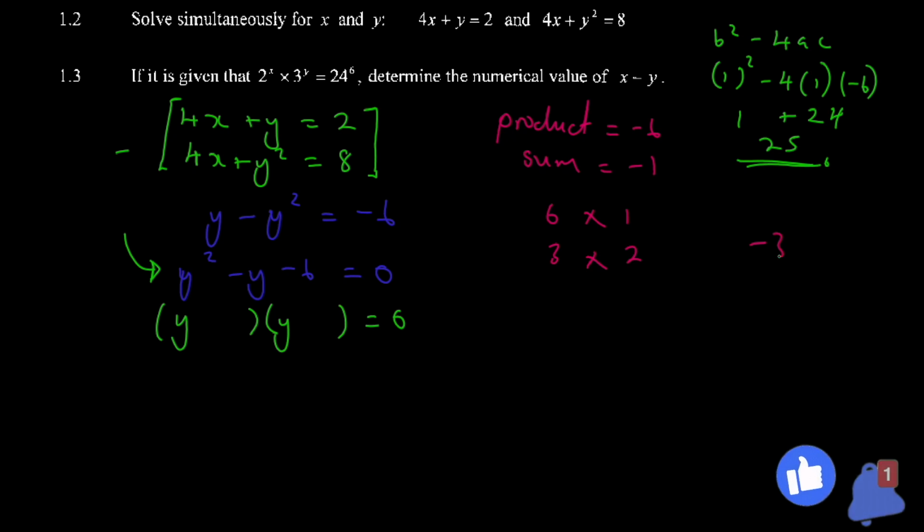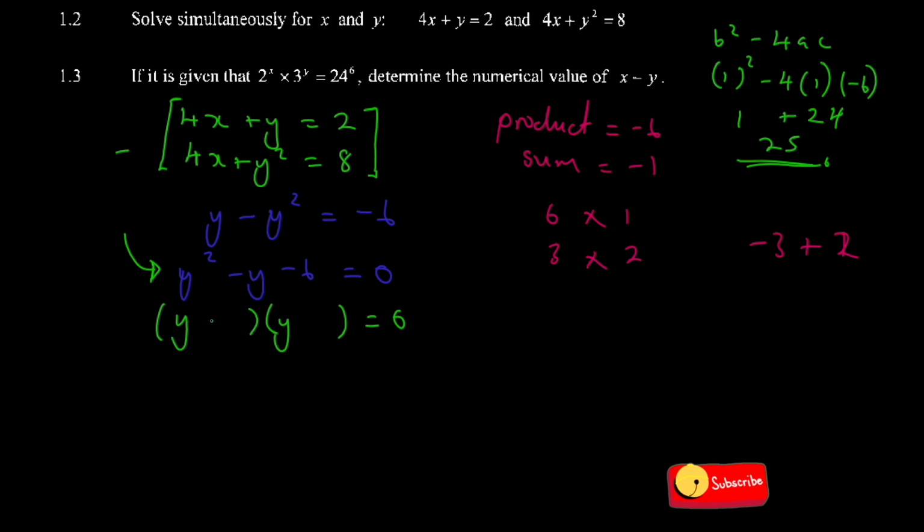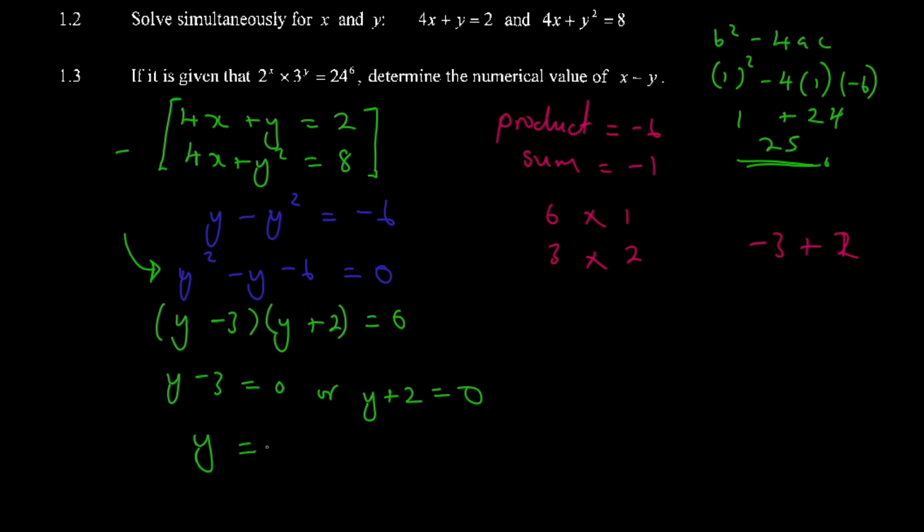How do I do that? I say negative 3 plus 2. So I'm going to factorize using those roots. So I get y minus 3, then here y plus 2. And then I get y minus 3 equal to 0, or y plus 2 equal to 0. So at the end of the day, y is equal to 3 or negative 2, okay?